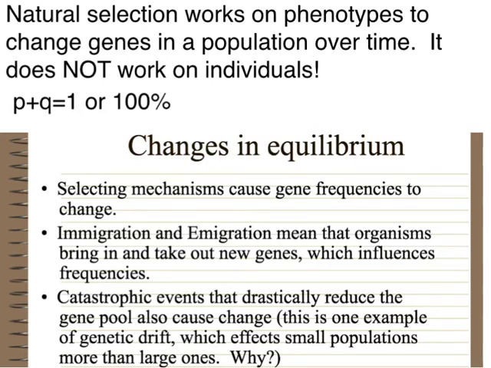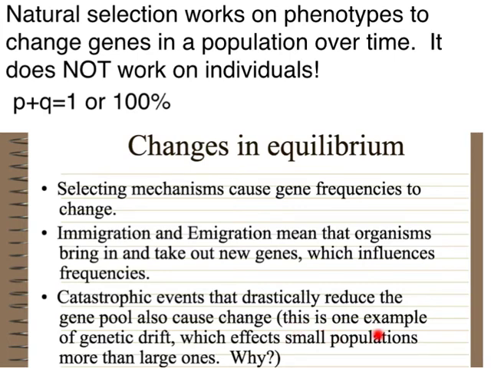To get changes in these frequencies, you have to get selecting mechanisms. Okay, so you have to get things like mutations. You have to get changes in the environment, stuff like that. You also, though, cannot have any net immigration and emigration. So when organisms move, you can't have genes moving in and out of the population. Well, you can, and that's going to dramatically influence frequencies. The other thing is catastrophic events. Things that drastically reduce the gene pool will cause a change in these frequencies P and Q. This is called genetic drift when it happens.